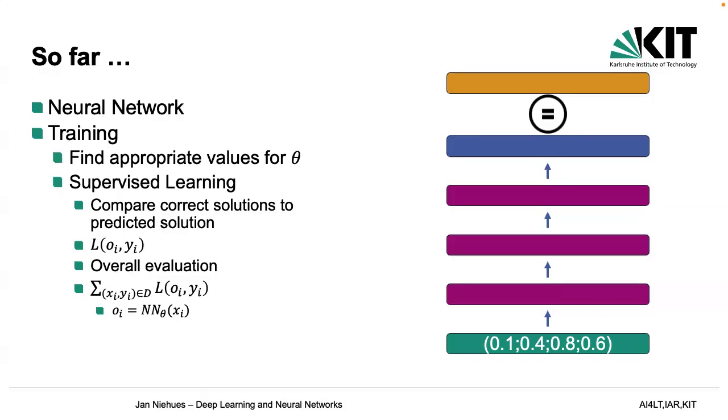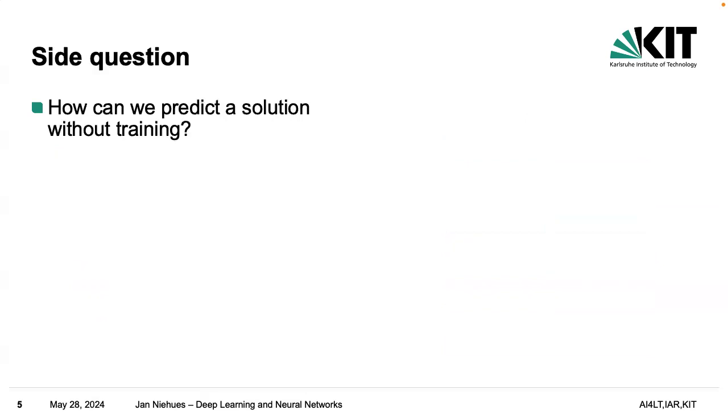Now we are saying we can calculate oi directly. So the first question is, how can we already predict a solution at the beginning where we don't have any parameters? So how is this normally done? Any idea?